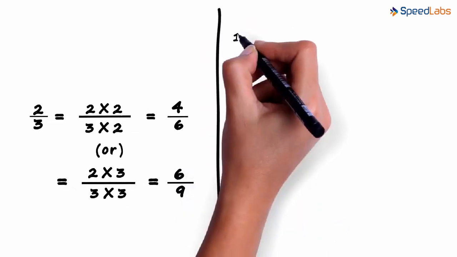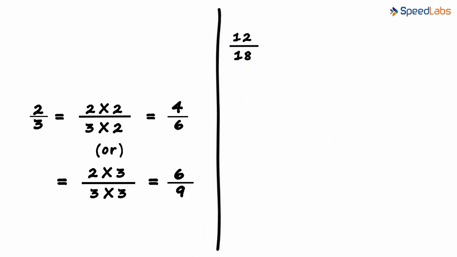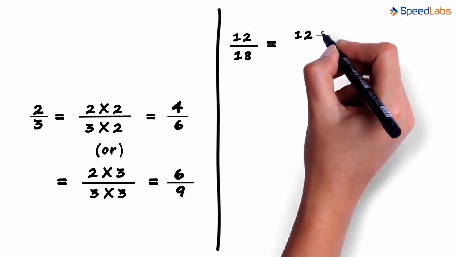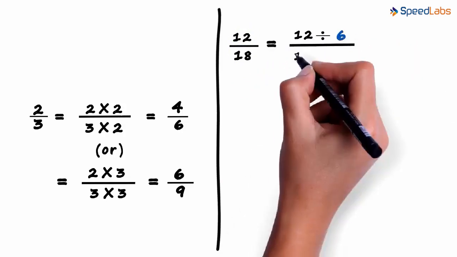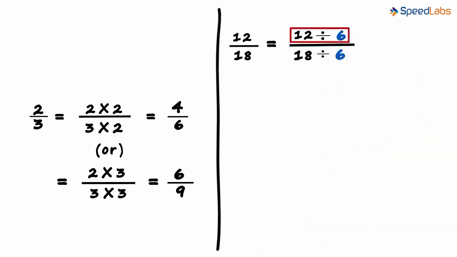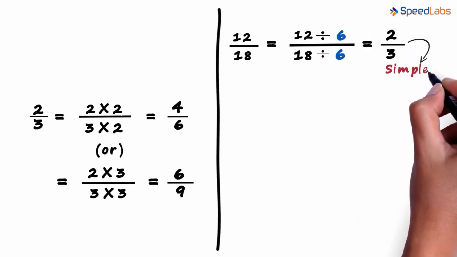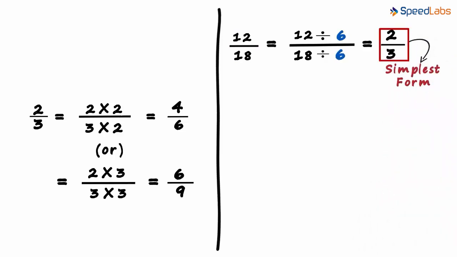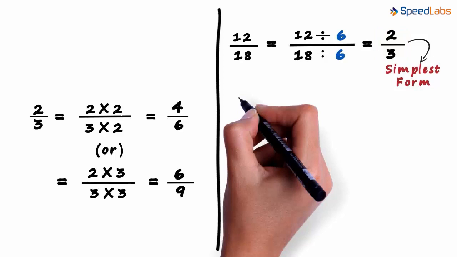Consider the fraction 12 by 18. We can divide the numerator as well as the denominator by 6. The numerator will be 12 by 6 and the denominator will be 18 by 6. 12 by 6 is 2 and 18 by 6 is 3. 12 by 18 and 2 by 3 are the same. And this 2 by 3 here is called the simplest form. It means that this fraction cannot be reduced further.